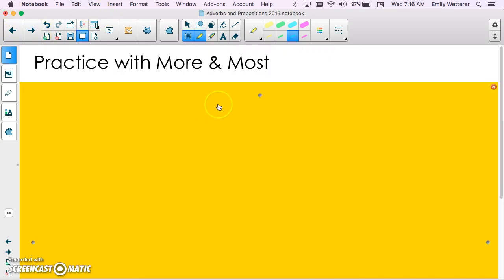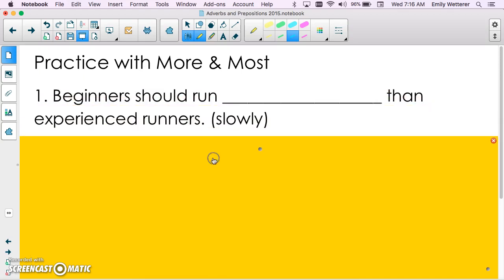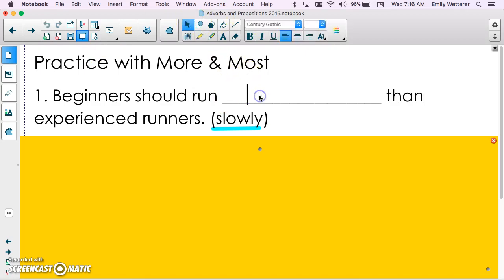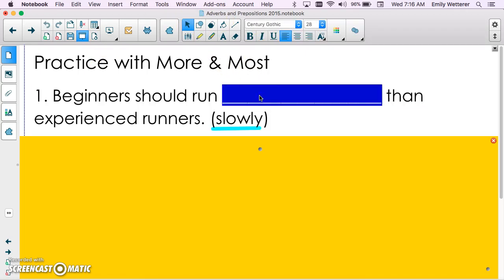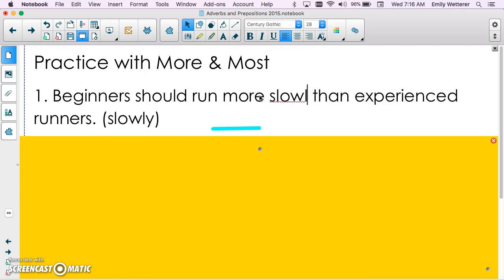All right, let's practice with more and most. What do we need to use here? Beginners should run blank than experienced runners. We want to use the adverb slowly. We're describing how they run. What do we say, more slowly or most slowly? Just say it out loud. There's only one thing that makes sense, and that would be more slowly.